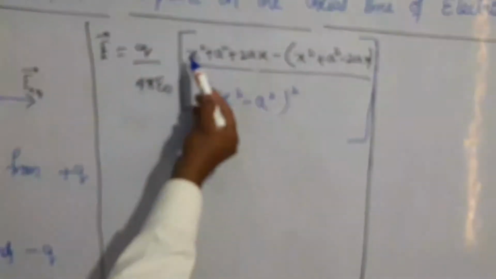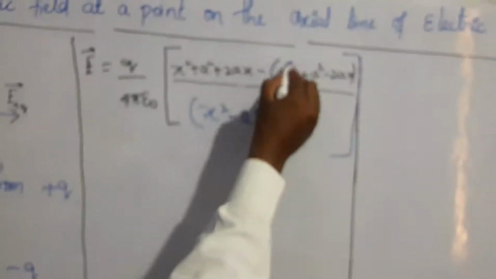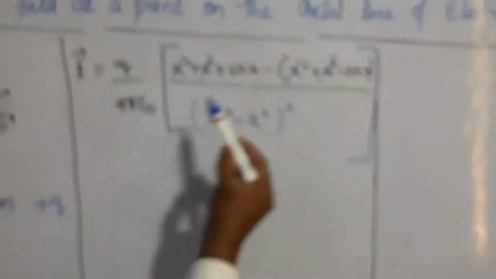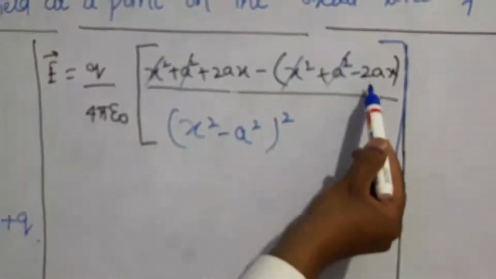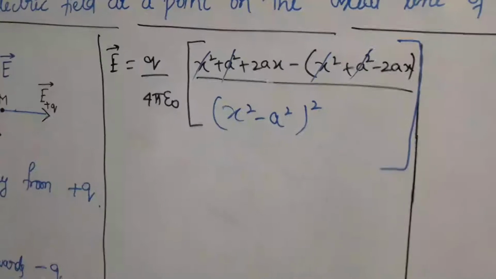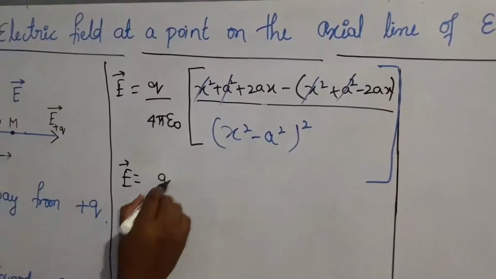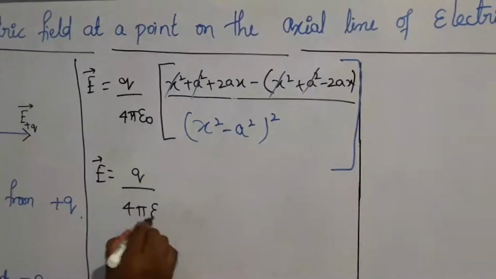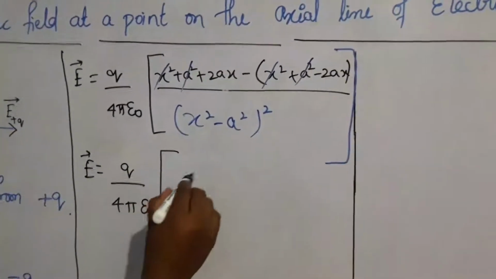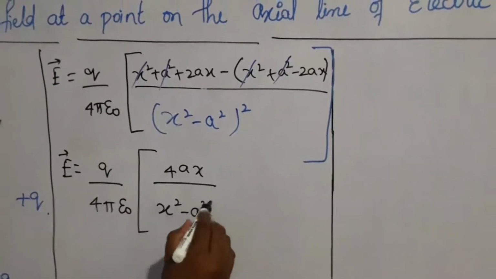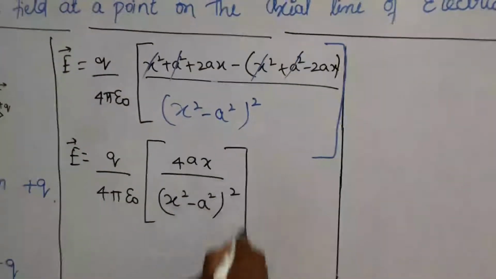Now solve. See here, x square is there, here minus x square, it will get cancelled. a square is there, minus a square will come, it will also get cancelled. Here 2ax, minus of minus 2ax, it will become plus 2ax. Finally, you will get E is equal to Q by 4 pi epsilon naught, 4ax divided by (x square minus a square) whole square.